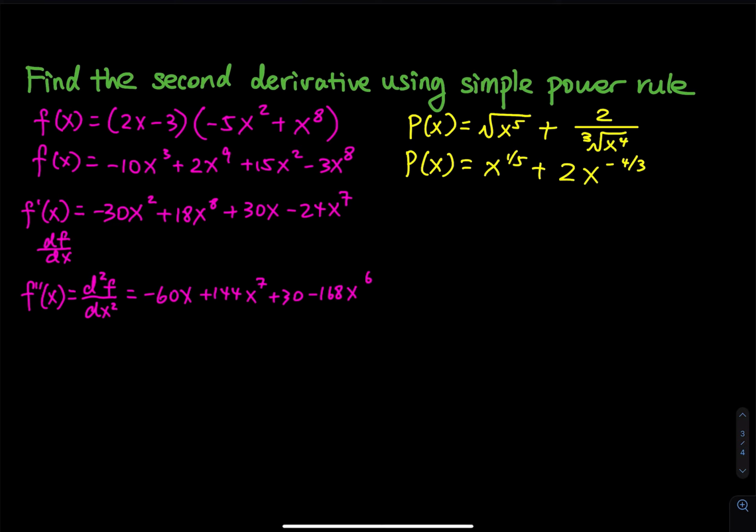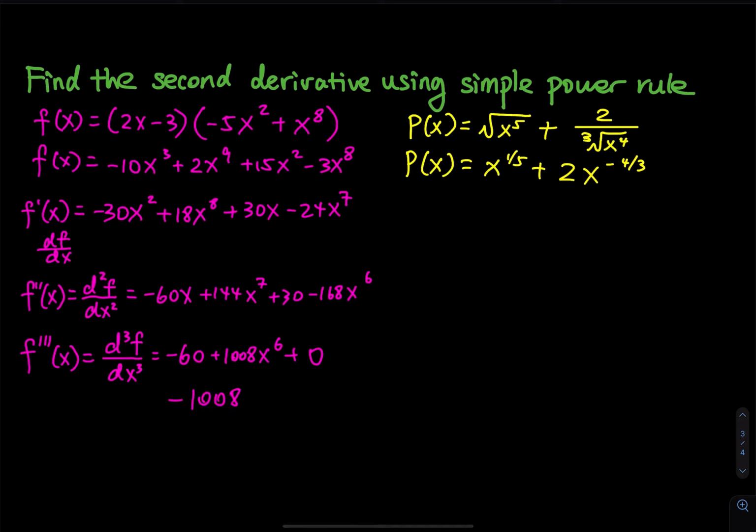And then the third derivative. I was asked for the second, right? Okay, let's do it anyway. This is the third derivative of f with respect to x. This is negative 60, and then 144 times 7, that is 1008, and then x to the 6, and then the 30 becomes 0. Bring the 6 down: negative 168 times 6 is negative 1008, and then x to the 5th. So there you go. That's the first, second, and third derivative.